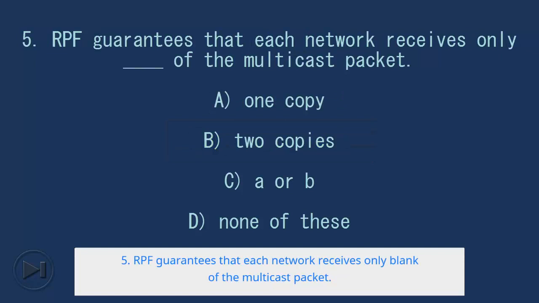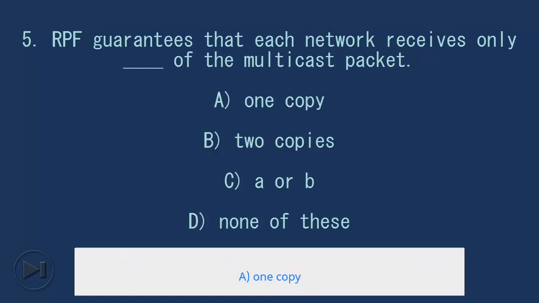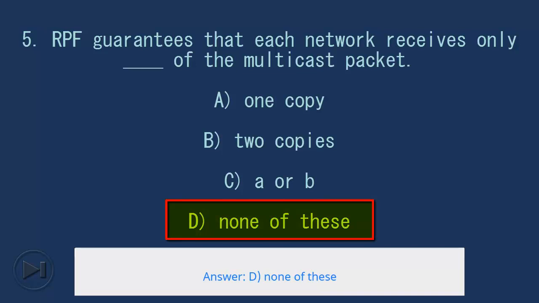5. RPF guarantees that each network receives only blank of the multicast packet. A, 1 copy. B, 2 copies. C, A or B. D, none of these. Answer, D, none of these.